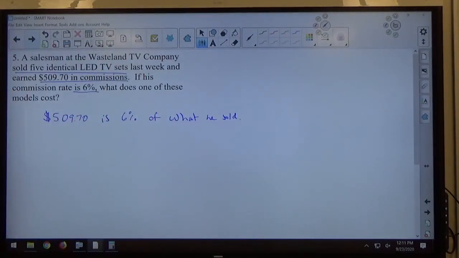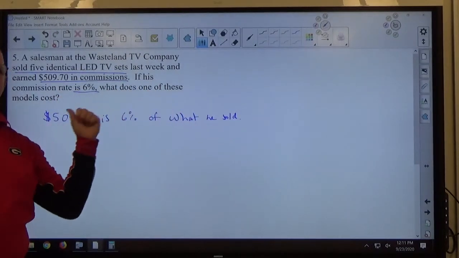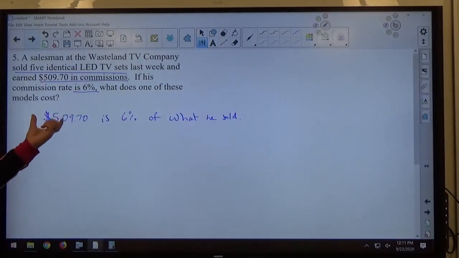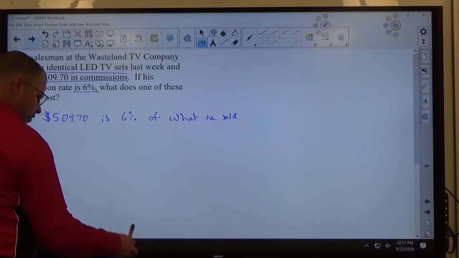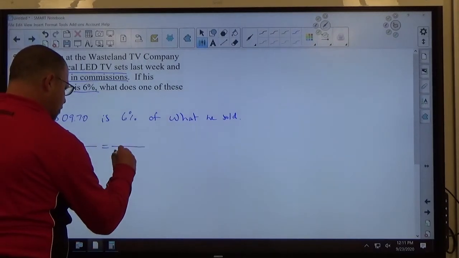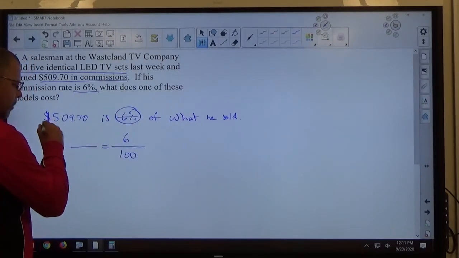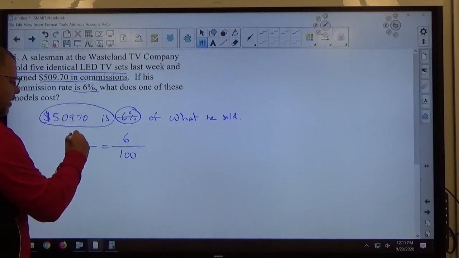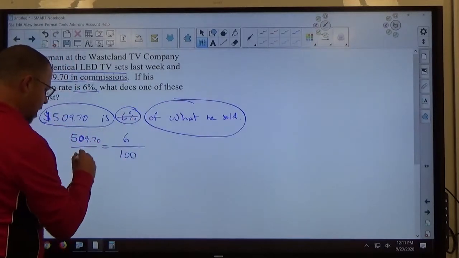Again, I want to take the words in the word problem and I want to create a basic percent sentence expression. His commission that he earned is 6% of what he sold. The company gets all the money. They give him some of the money back. So what he's getting is just the part. Part is percent of whole. So I got my proportions set up. I'm going to do fraction bar equals fraction bar over 100. I do all the same stuff I always do. I put the percent on top of 100. I put the is part on top, so $509.70 goes up here. And I put the of part on the bottom. We don't know what he sold.